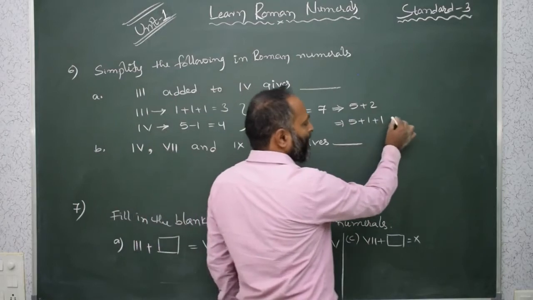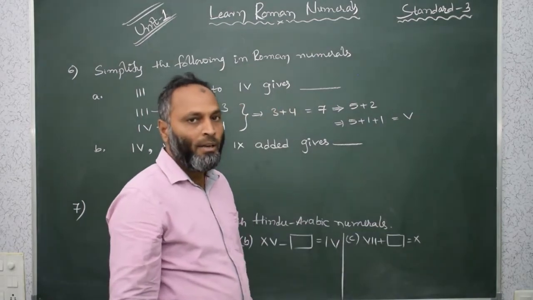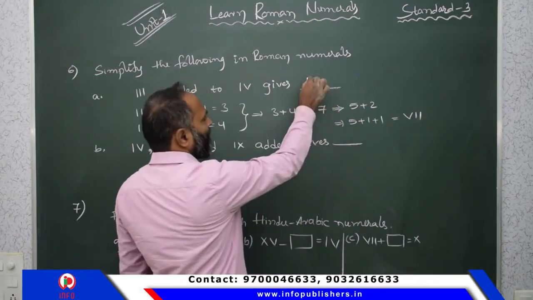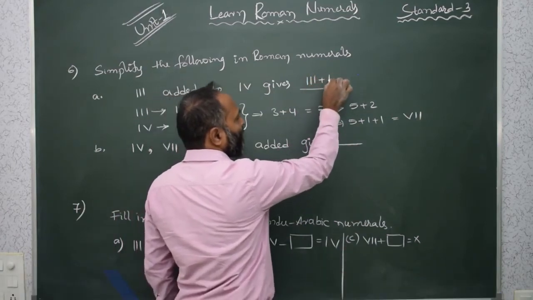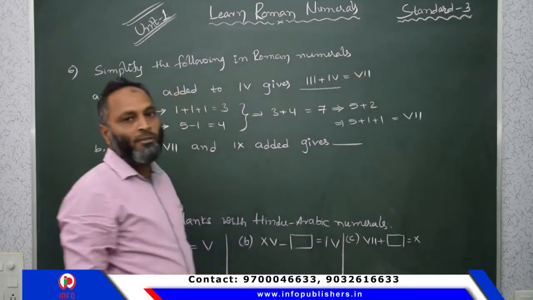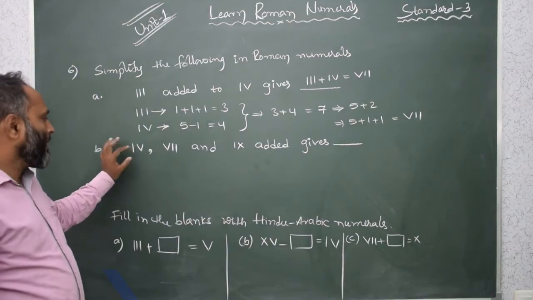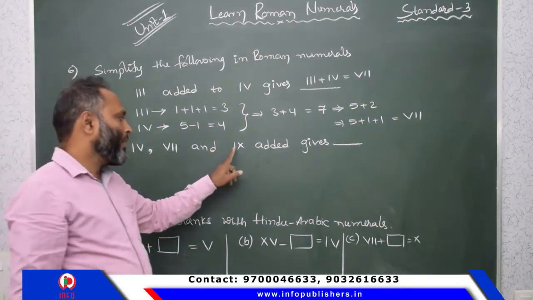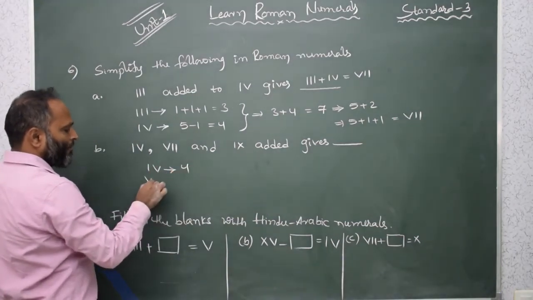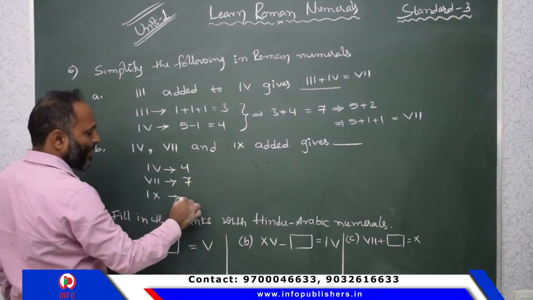This is the bigger Roman numeral, and the smaller Roman numeral on the right side we have to add, repeated 2 times like this. It means if we add 3 and 4, it gives 7. In the same way, here 3 Roman numerals are given: IV, VII, IX. Then what is the answer? IV means 4, VII means 7, then IX means 9.